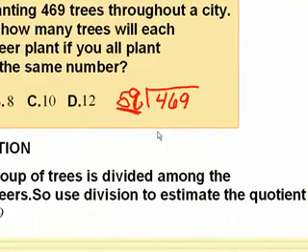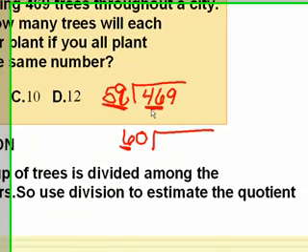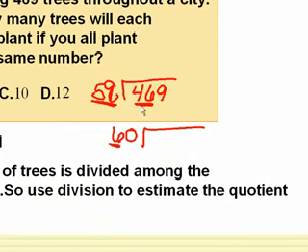59 is really close to 60. When I'm estimating, I want those numbers to have zeros on the end. So I know that 60, I'm trying to take a number into 60. I want to know a number that, if you just use the leading digit, 6 won't go into 46. But what's close to 46 that 6 will go into? 6 times 7 is 42, 6 times 8 is 48.